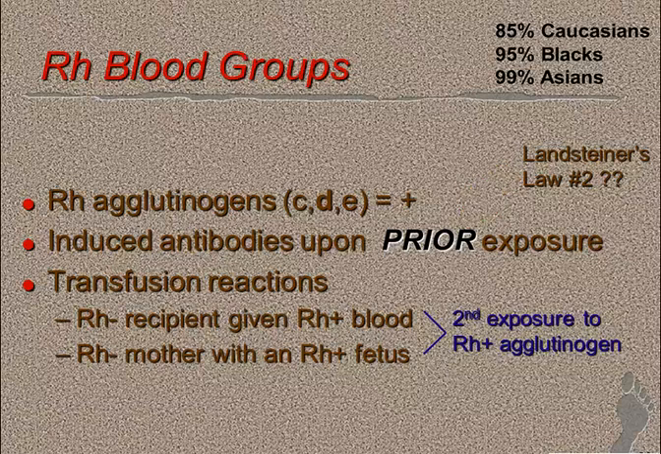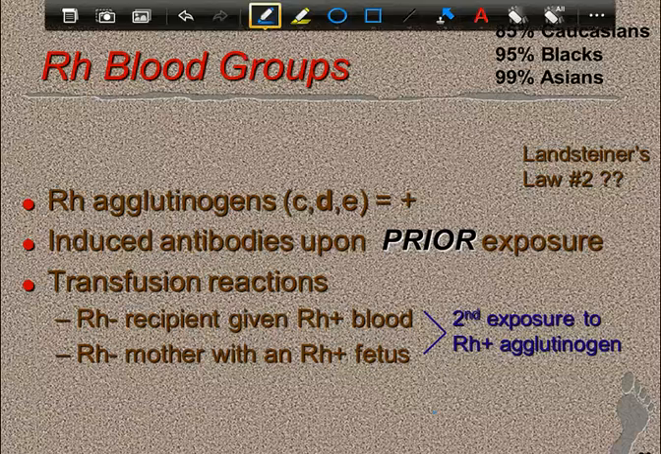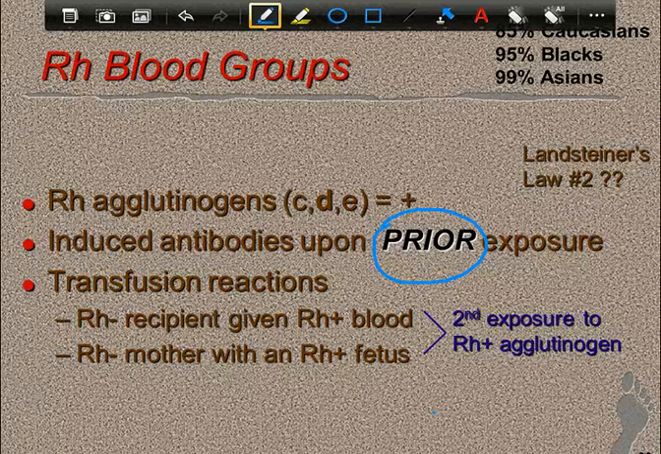Okay, Rh blood groups. You notice that little red arrow that came and it went? That's important. And you can see it right here where it pointed to. Whereas in antibodies to A and B agglutinogens, those are spontaneous antibodies. They're made from about the time when your immune system starts to kick in when you're a baby at about 6 months, 5 months. In the Rh blood group, you've got to have prior exposure to that Rh blood.